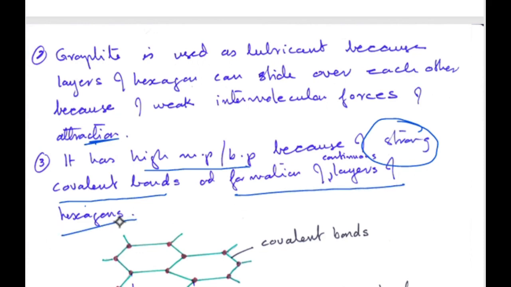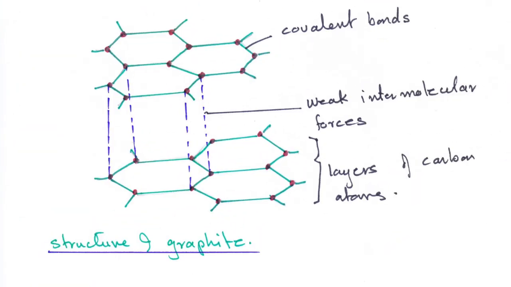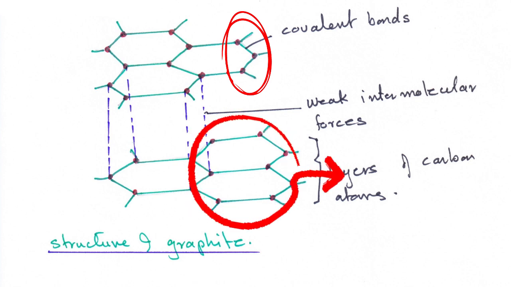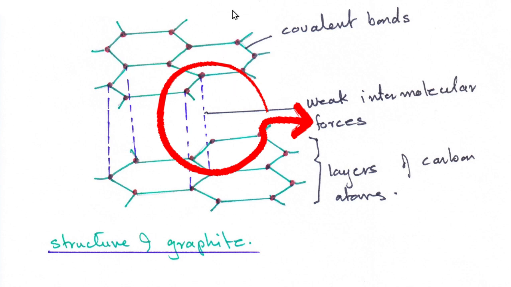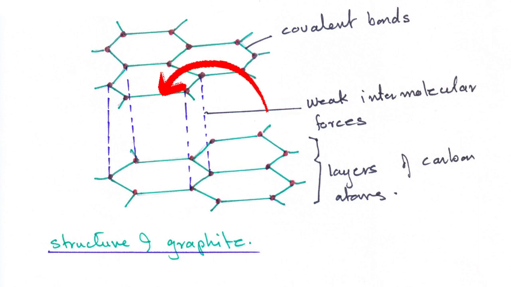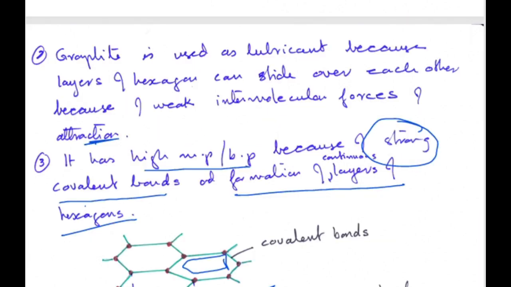Now I have drawn the diagram, and you can easily see in the diagram that carbon is covalently bonded to three other carbon atoms, and it is forming a layer. Between the layers, with the dotted line, I have mentioned weak intermolecular forces, and between these layers we have delocalized electrons which conduct electricity.